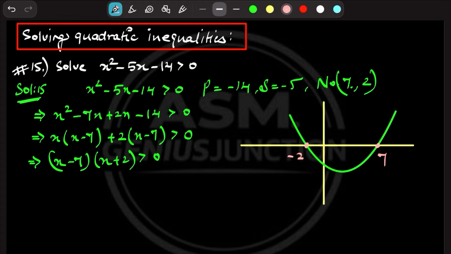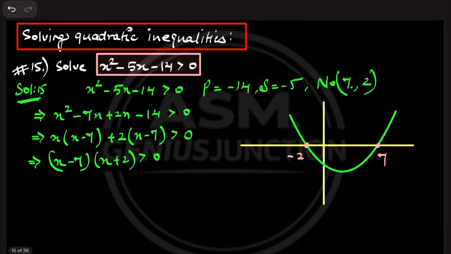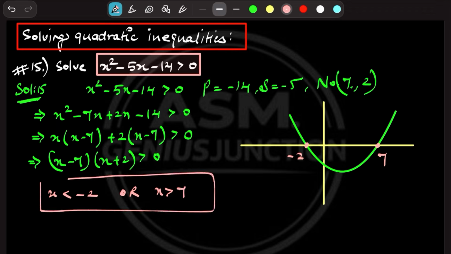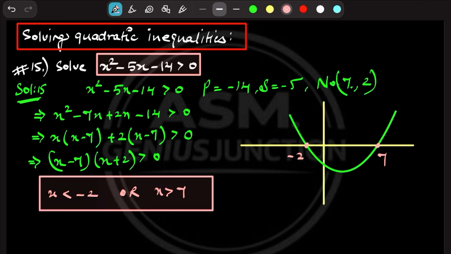Now, as the inequality says that the quadratic curve is greater than 0, we will consider the values which are greater than 0 for y. So we can see that all the values of x less than minus 2 or all the values of x greater than 7 are going to be the part of the solution. So we will say that this is the solution set which satisfies the given inequality. Please pause the video and note down the solution.